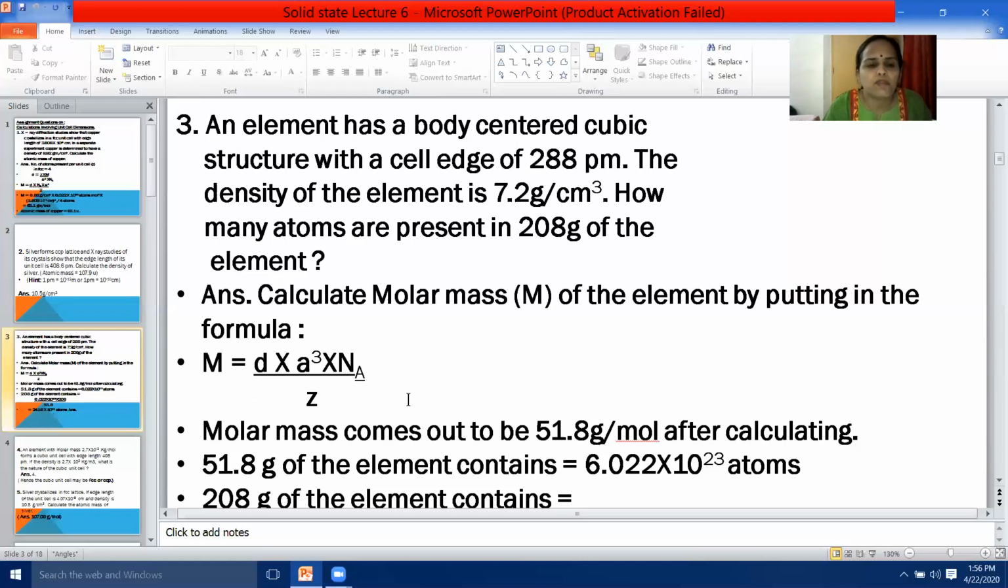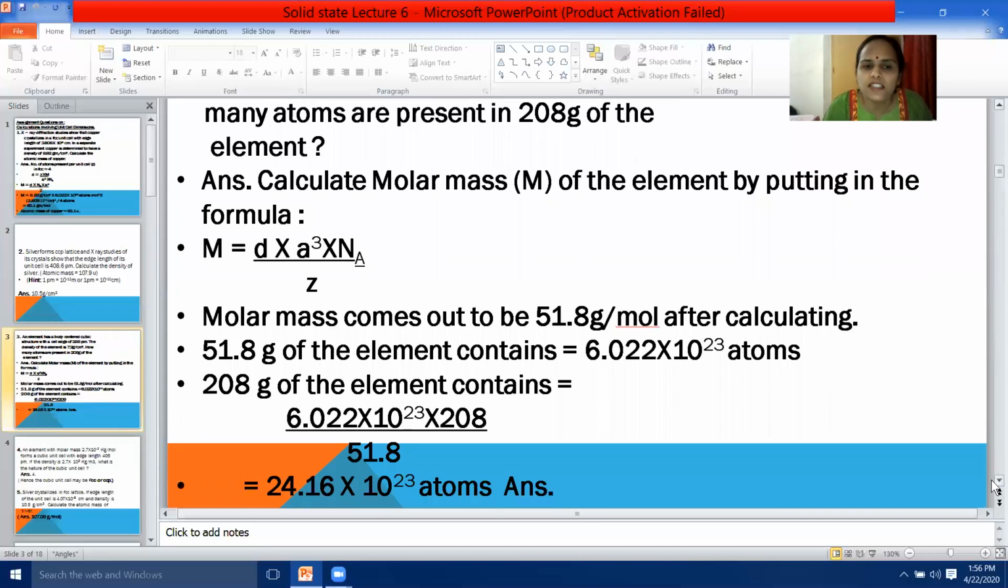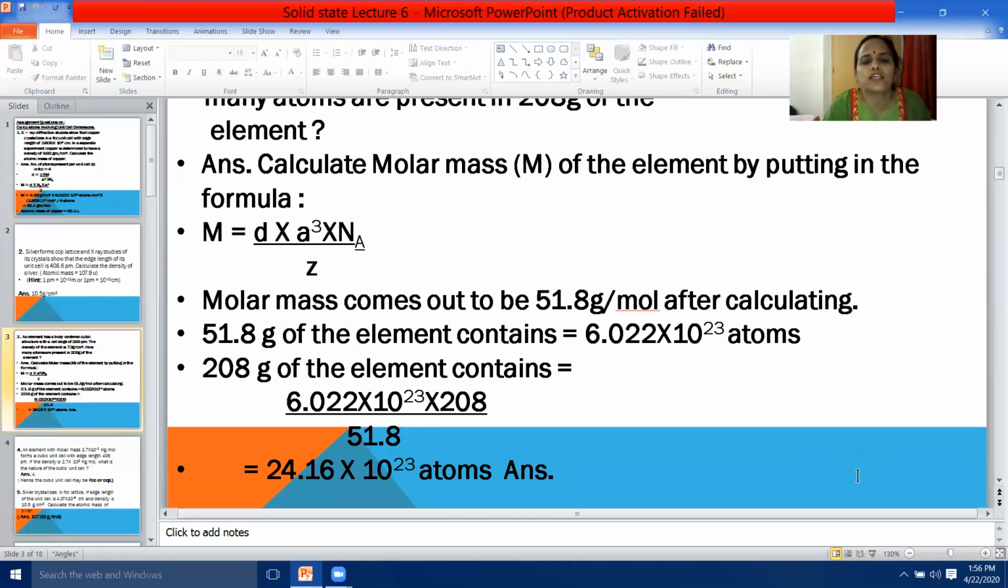M, capital M, is the molar mass, that is equal to density into A cube into Na upon Z. D value is given, A value is given, Na you know it is 6.022 into 10 raised to 23 atoms, and Z value, since it crystallizes in BCC structure, the value of Z you will take here as 2. Correct? Till here I hope you have followed.